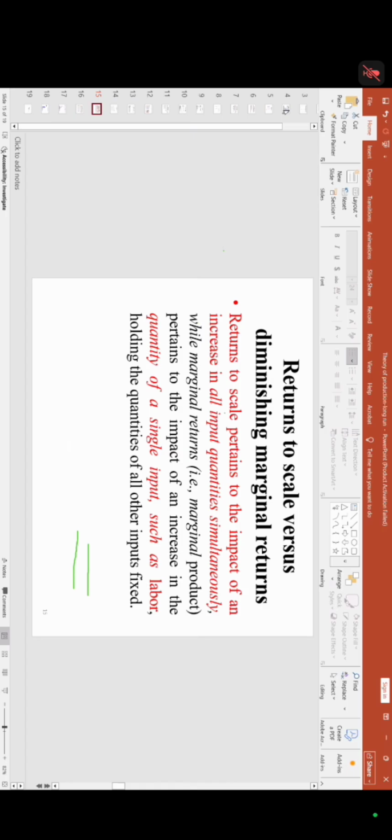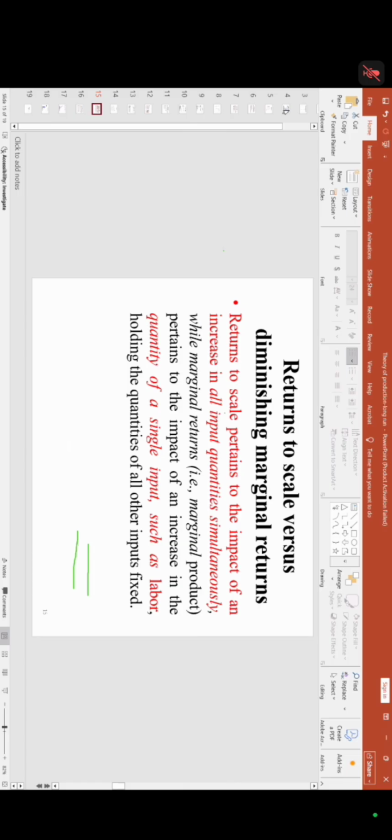Diminishing marginal return explains how your quantity will change due to changes in a single input. But returns to scale explains the impact on output because of the change of all your inputs in the long run. Since all the inputs in the long run change, what is the impact on output? That is explained by returns to scale.